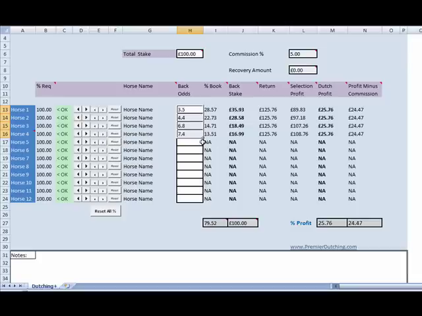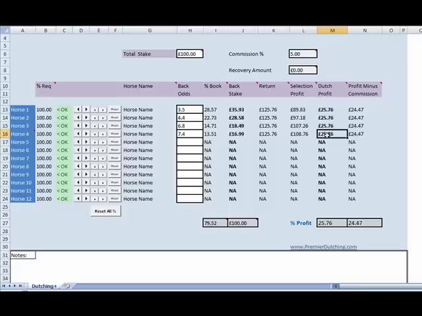This is just a hypothetical race. Now you can see that we're getting £25.76 return on each runner. Now because we've put a £100 stake down, you could equate this to being 100%. So this would actually be a 25.76% return on each horse, assuming that one of these horses is going to win.